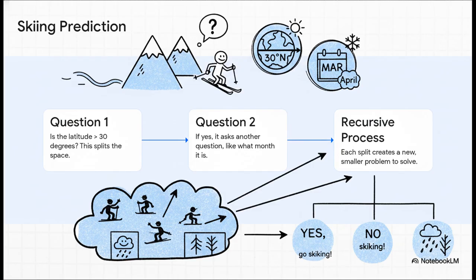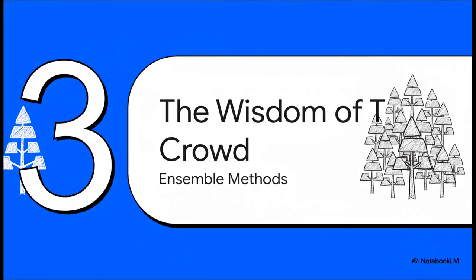If the answer is yes, it focuses just on that group and then asks another question, like, all right, is the month before April? You see what's happening? Each question splits the data into smaller, more specific little boxes until the tree gets to a point where it can make a really confident prediction. A single decision tree is pretty clever, but it definitely has a weakness.